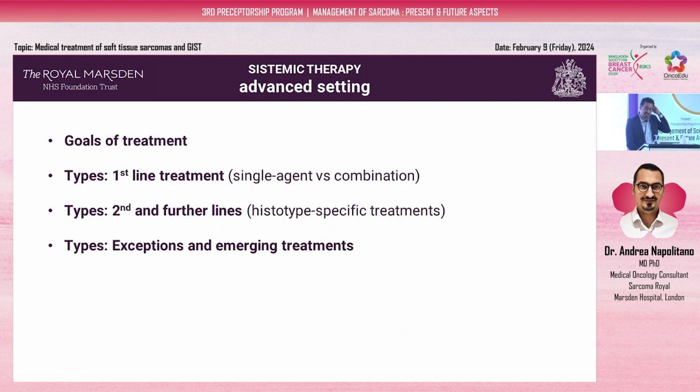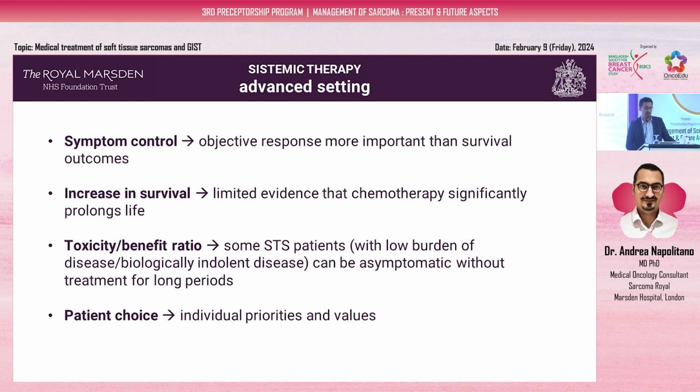When we move to the advanced setting, we have to consider a few things. One is the goal of the treatment, and then we can discuss the type of chemotherapy that we can offer in the first line and further lines, and then the exceptions and emerging treatments. In terms of goal, it's important to think what is the main reason why we're giving chemotherapy. Do we want to help with symptoms? Do we want to increase the survival of our patients? Because for symptom control, we want to give regimens where we maximize the objective response and the tumor shrinkage. If the patient is not particularly symptomatic, then we can opt for other chemotherapies, even though we must say that there is overall limited evidence that chemotherapy can significantly prolong life in sarcomas. We always have to consider the toxicity to benefit ratio.